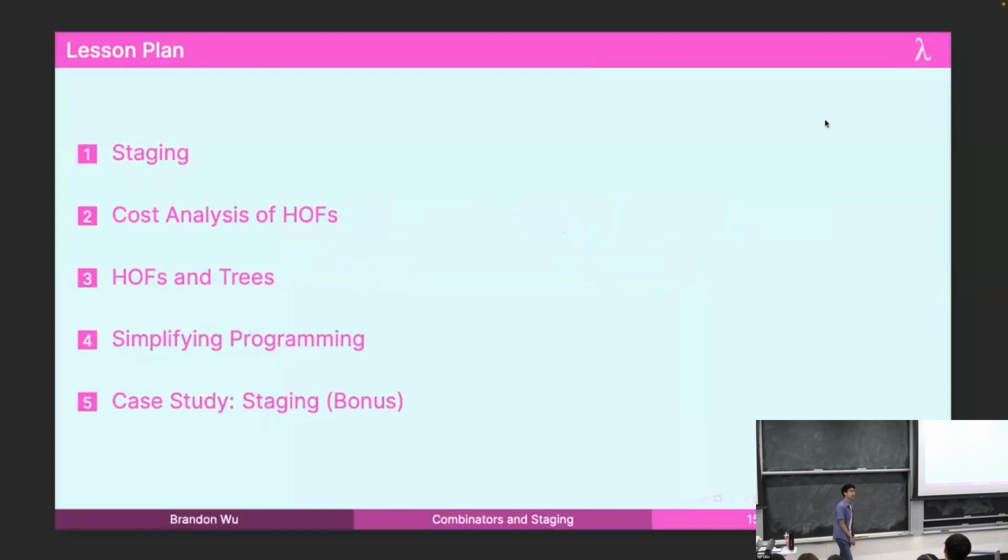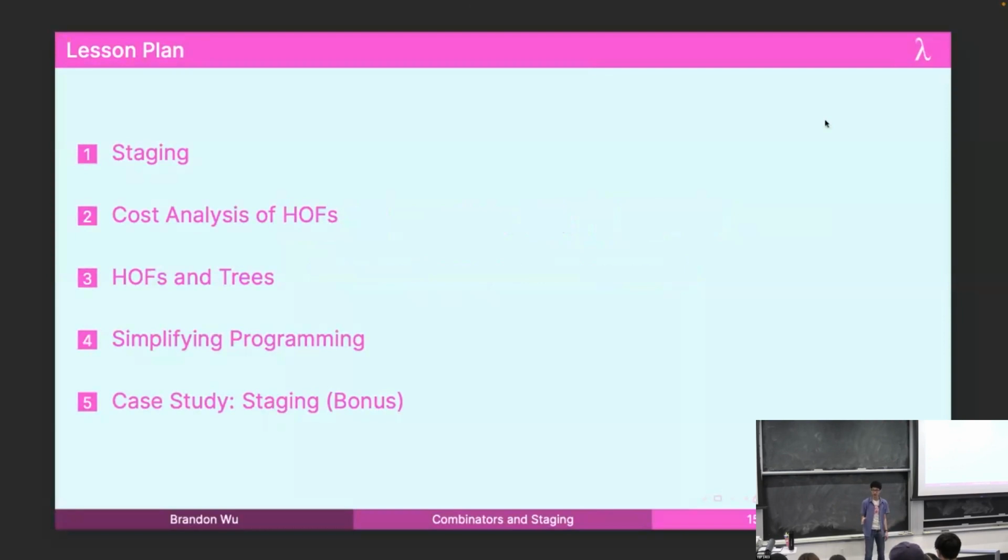All right, here's what we got on the docket for today. We're going to be talking about this idea of staging, which is a sort of corollary that comes out of currying. We're going to be talking about how to analyze the cost of a higher order function. We're going to be talking about using HOFs on trees the same way we used them on lists in the last lecture, and how we can use HOFs to simplify our programming. This is very much a HOFs part 2 lecture.